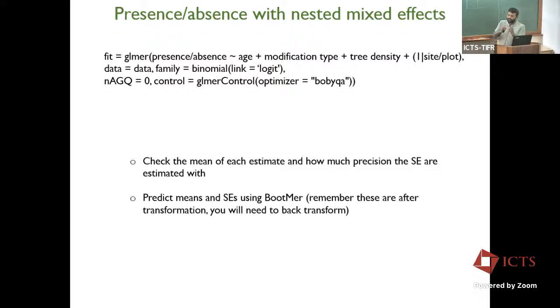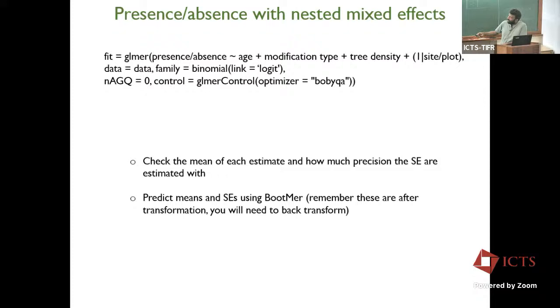The smaller the standard error, the more confident you are in those estimates. Then predict means and standard errors using the predict function to be able to actually get values that you can plot on a graph. For different circumstances, you have a mean, you have uncertainty, and values between 0 and 1. That's what you're going to be predicting there.